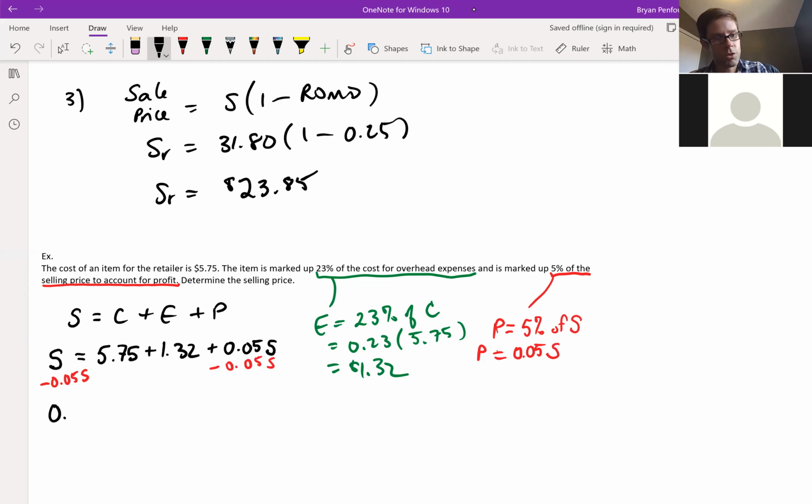This will lead us to 1 takeaway 0.0. So I'm kind of thinking about this as a 1, right? 1 takeaway 0.05 is 0.95. And then adding up these two values here, what do we get? Is it $6.07? Does that seem reasonable? $7.07, right? 707?